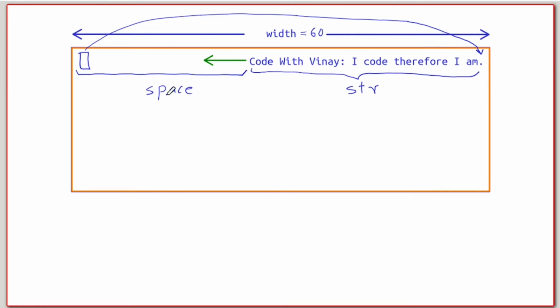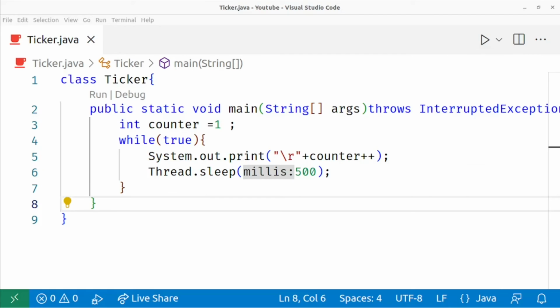Now, as you can see from the diagram, the number of spaces is equal to the width minus the length of the string. That is, the spaces will be equal to width minus str.length. Now let us move back to the coding part.